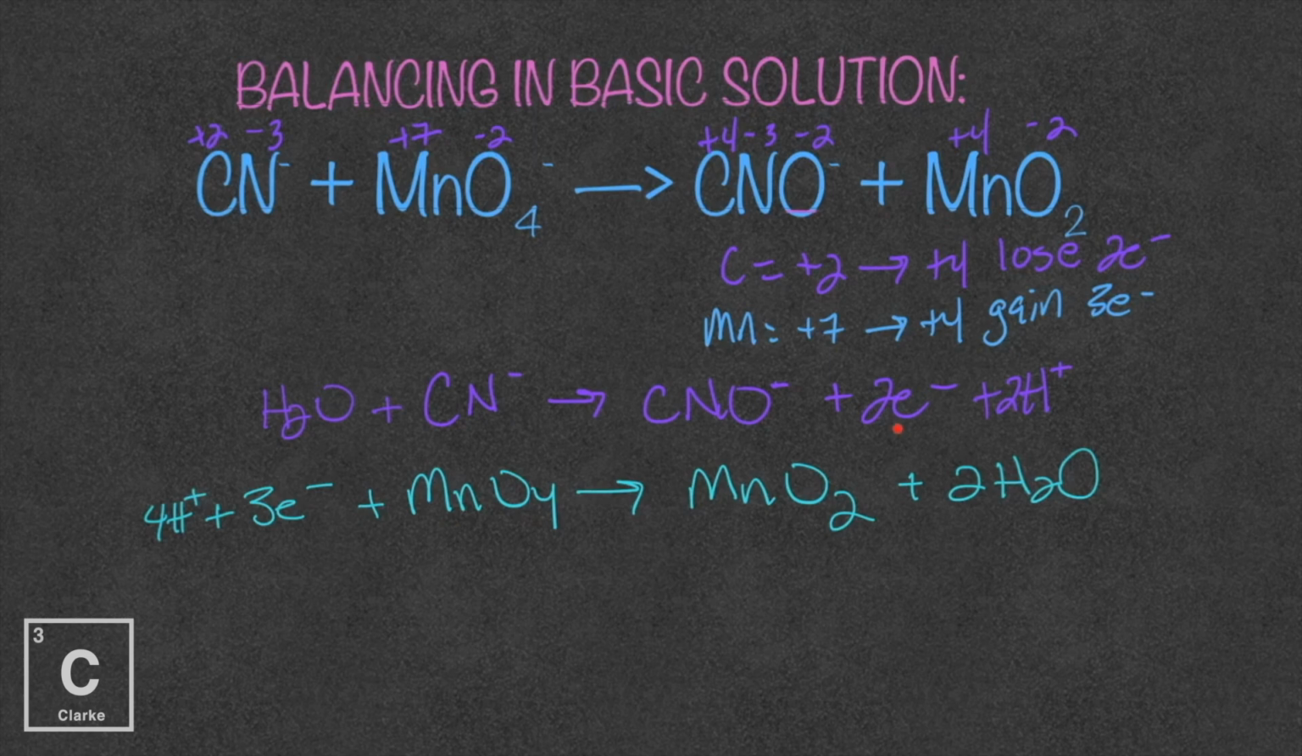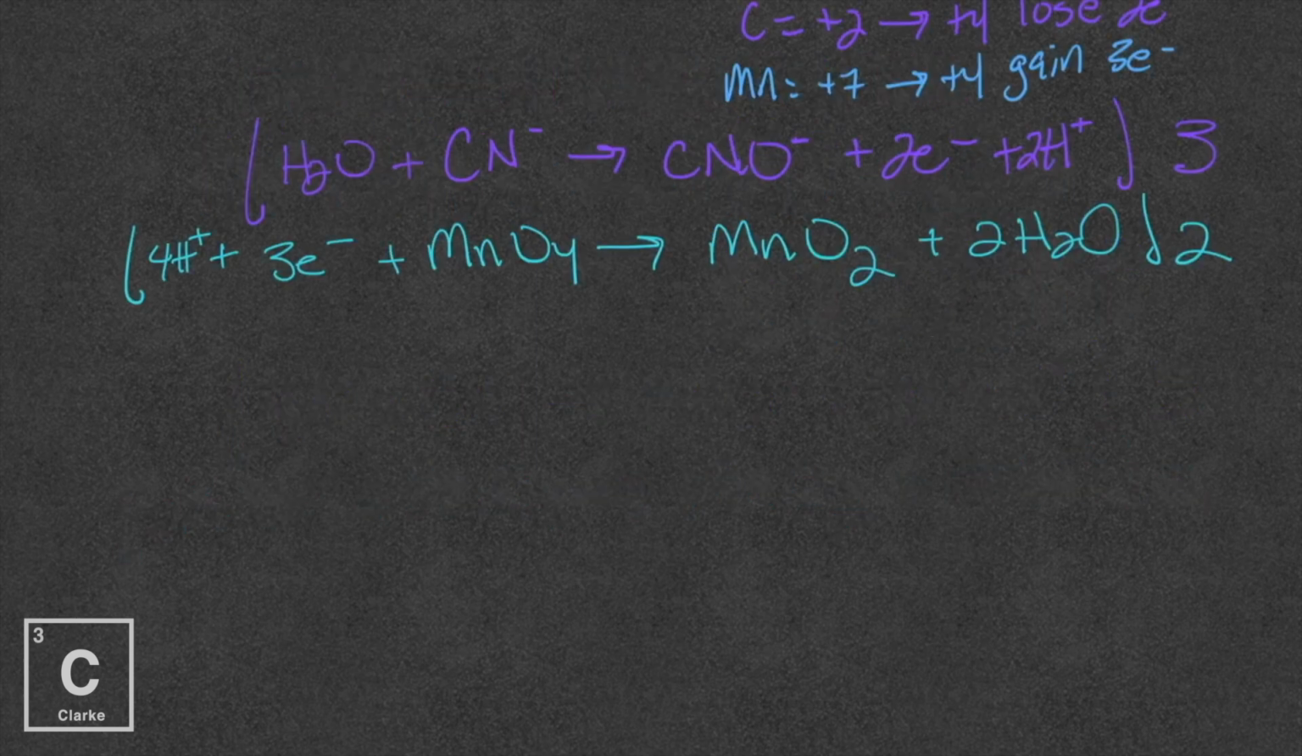We have 2 electrons and 3 electrons. By now, we're definitely used to seeing 2s and 3s and thinking immediately of 6. So we would need to multiply the top portion by 3 and the bottom portion by 2. I'm going to scoot all my stuff up first. This problem's getting a little bit cluttered, so I'm going to rewrite everything every time so I don't mess up.